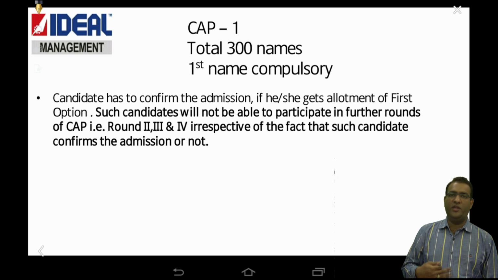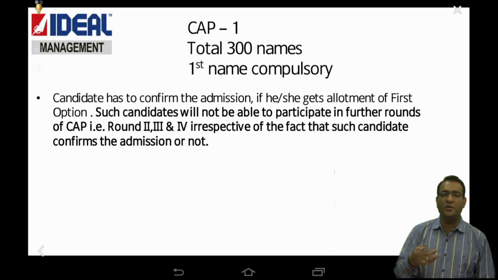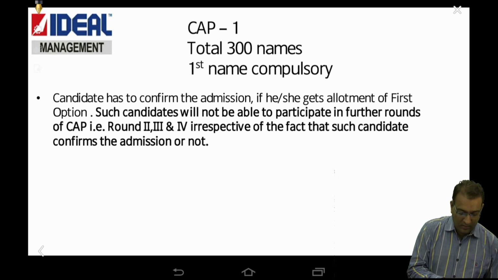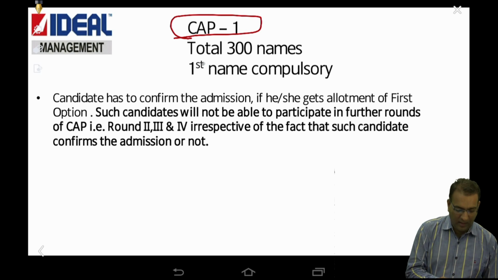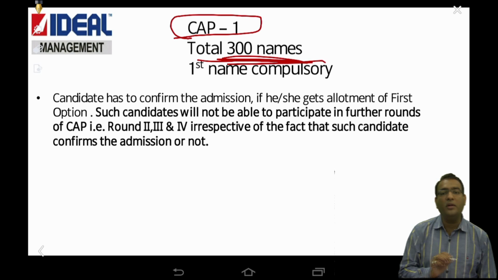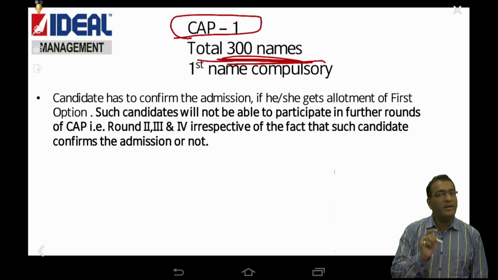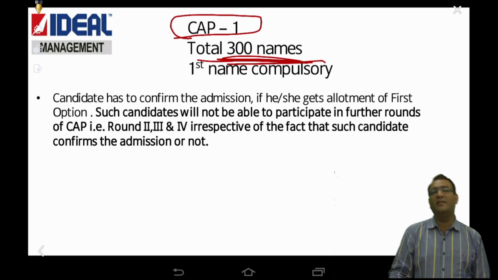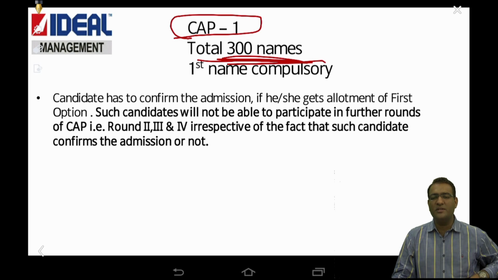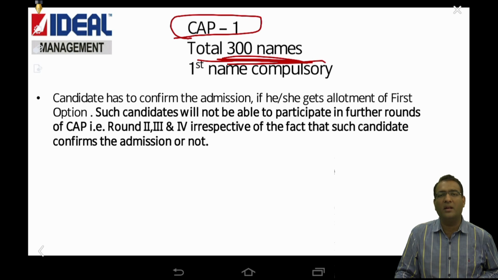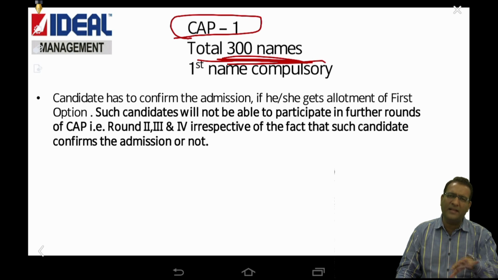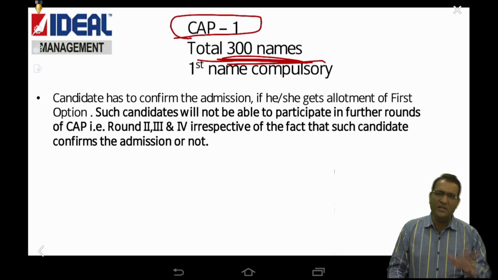Now we come to the actual process, how it is going to happen for you guys. Now please guys, this year things have changed, so listen to it carefully. In CAP 1, there will be 300 names you can put in. Now, is it necessary to put all 300 names? This is where a lot of students ask me this question: sir, which 300 names to put? अरे किसने बोला 300 नाम डालना है यार? कोई जरूरी नहीं है. You put only one name and that's enough. You put only 5 names and that's enough.